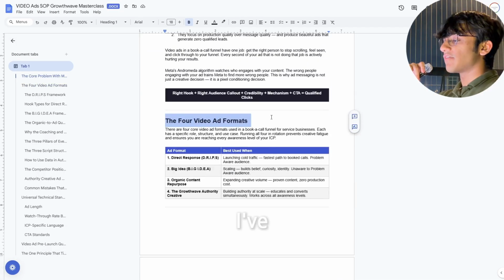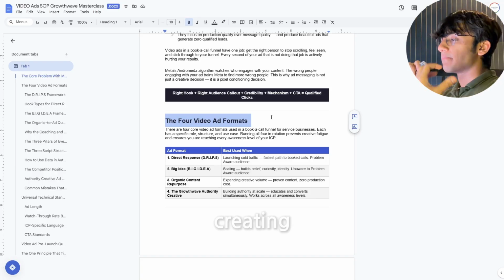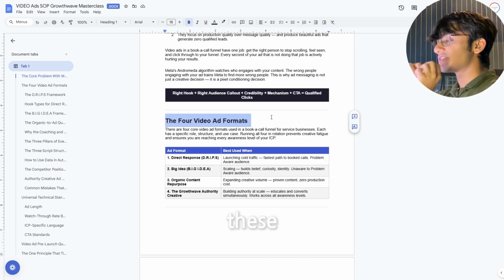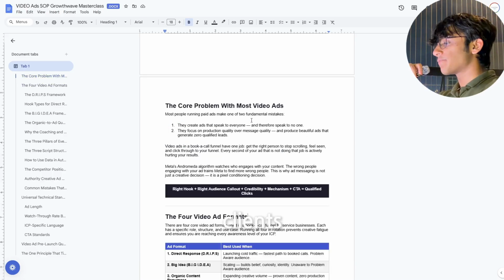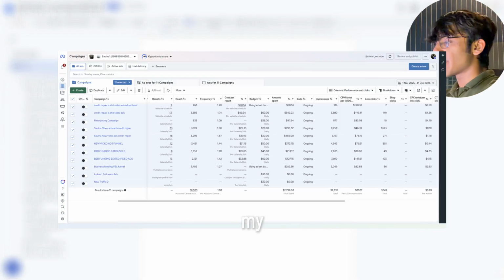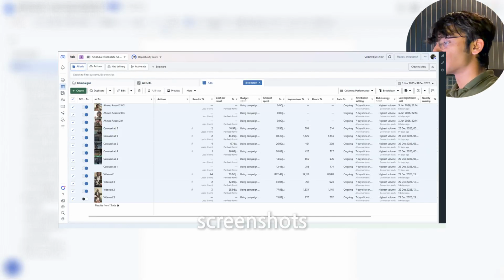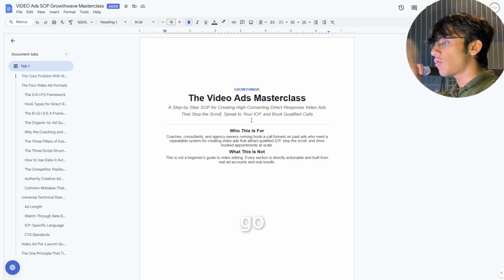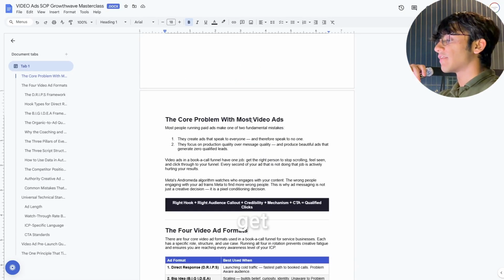That is why in this SOP I've gone ahead and created 4 video ad formats that I use while creating my video ads, as well as implement these same video ad formats for my clients, right? And I see amazing results within all of my campaigns. I'm going to be putting up all the screenshots on the screen right now. Go ahead, just see the kind of results that I get through my video ads.